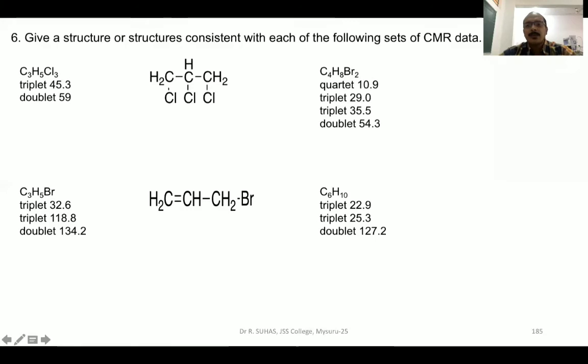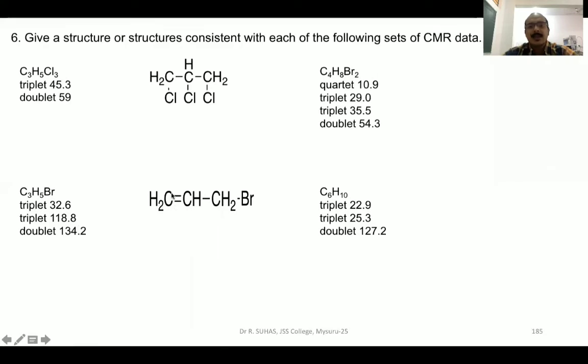Also, if you want to assign the chemical shift value, you can do so. One CH2, so it should come as a triplet because two hydrogens are directly attached to this. So this triplet will have 118, whereas this doublet will have 134.